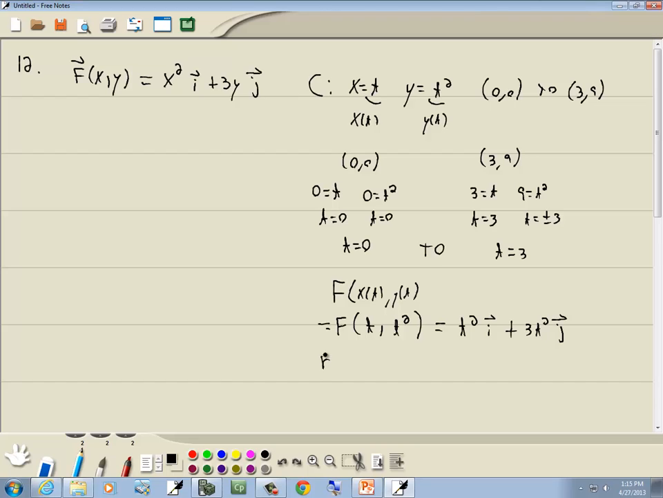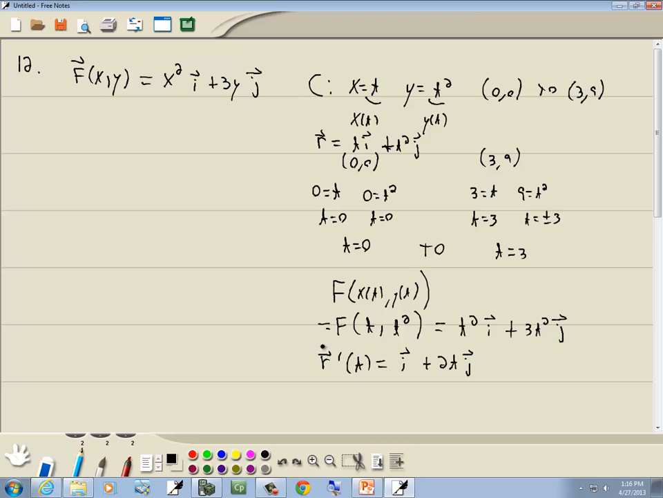Now we also need our r prime. They don't give us r, but if I were to write it, r is equal to t i plus t squared j. Remember, your x of t and y of t is just what's in front of your i's and your j's. So the derivative of that: the derivative of t is 1, so that gives us i. The derivative of t squared is 2t j.